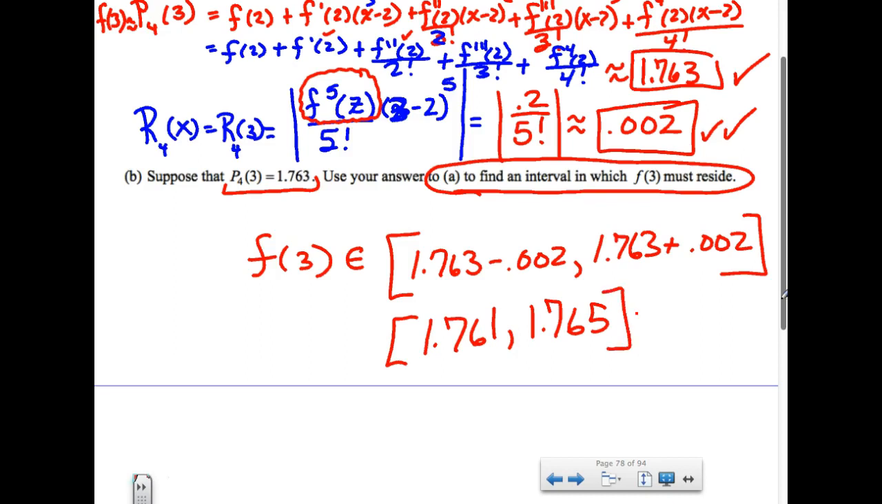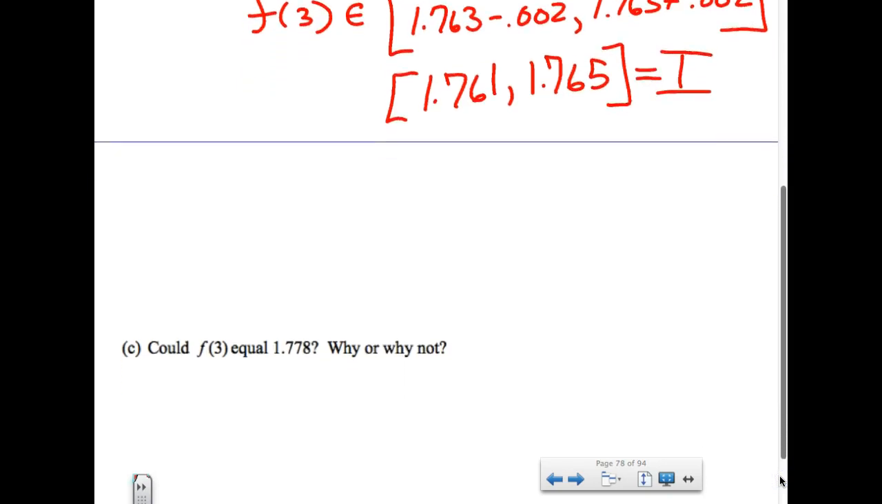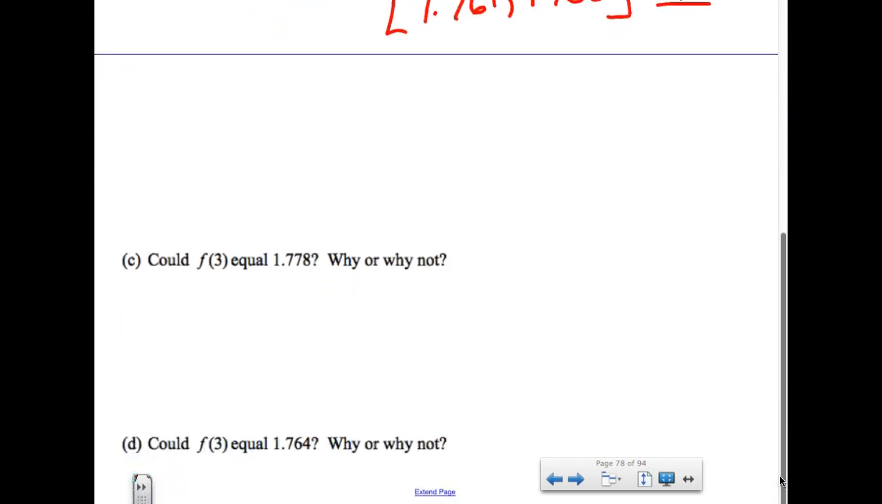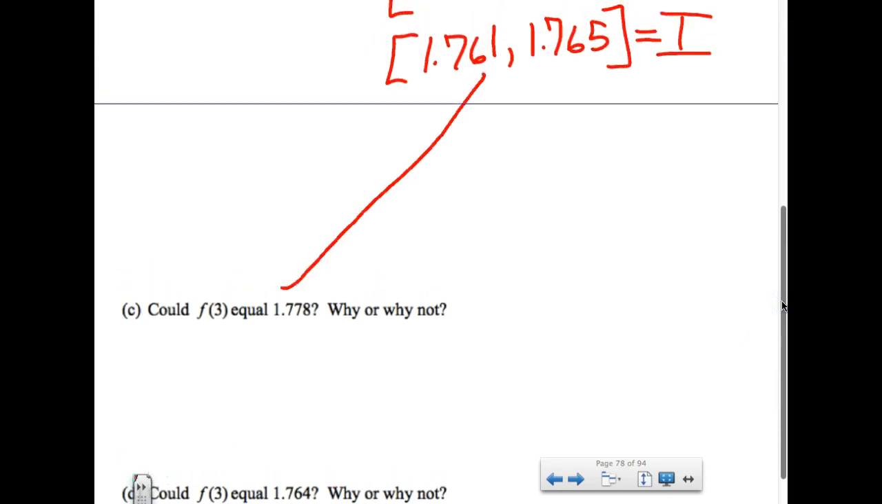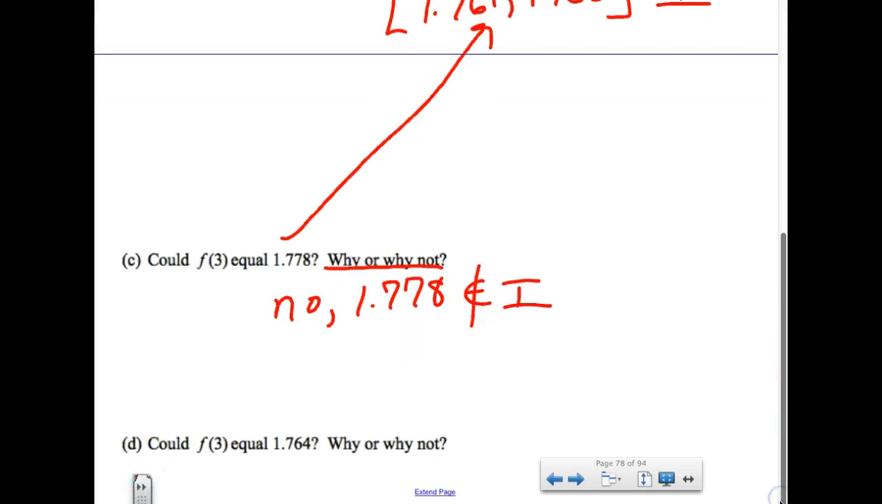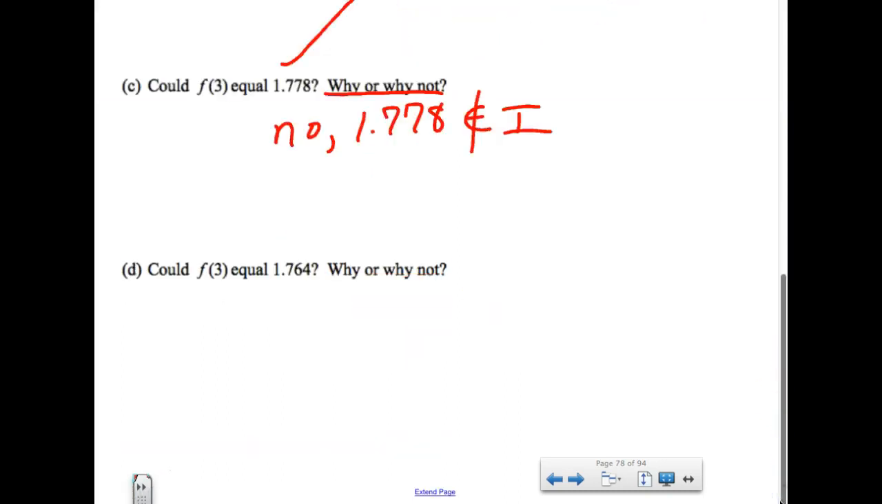And I'm going to define this interval as capital I, which is legal as long as you define it. And then it says, could f of 3 equal 1.778? Is that what it could be? Well, no, because it's not in my confidence interval. That's what they call it in statistics, a confidence interval. So I'm going to say no, 1.778, and when it says why or why not, this is all you need to do: it is not an element of my confidence interval. Could f of 3 equal 1.764?